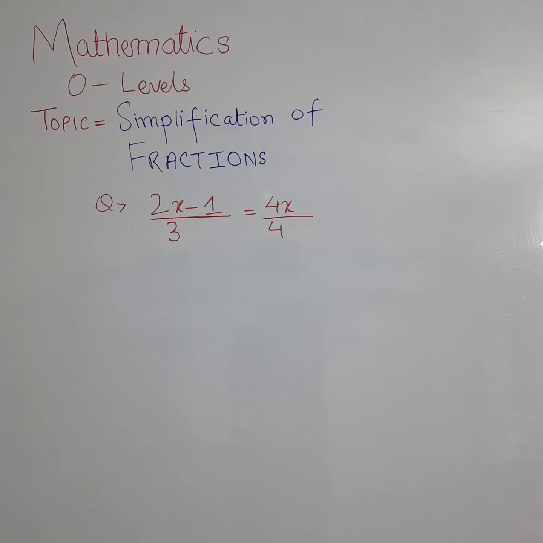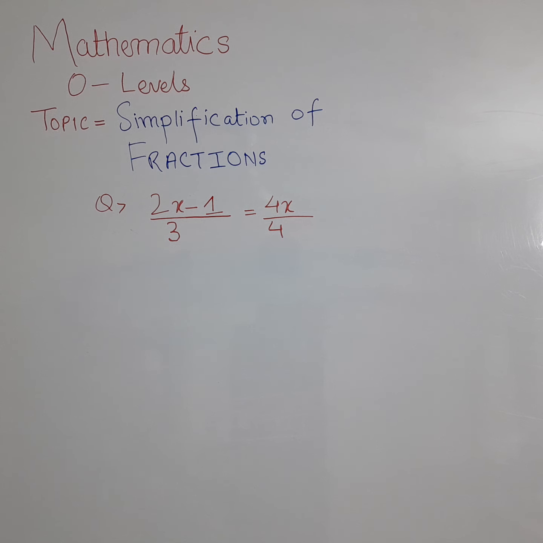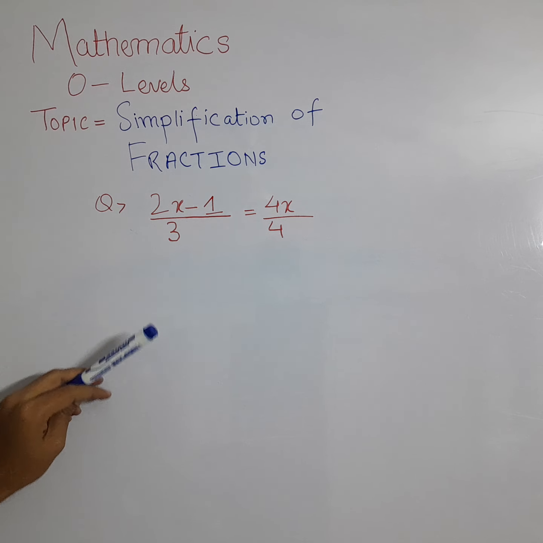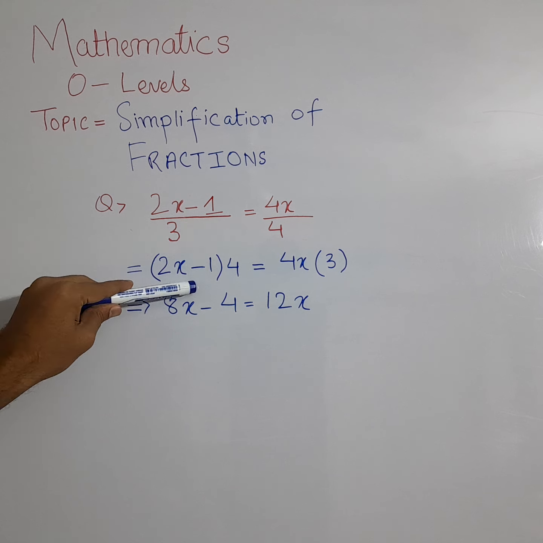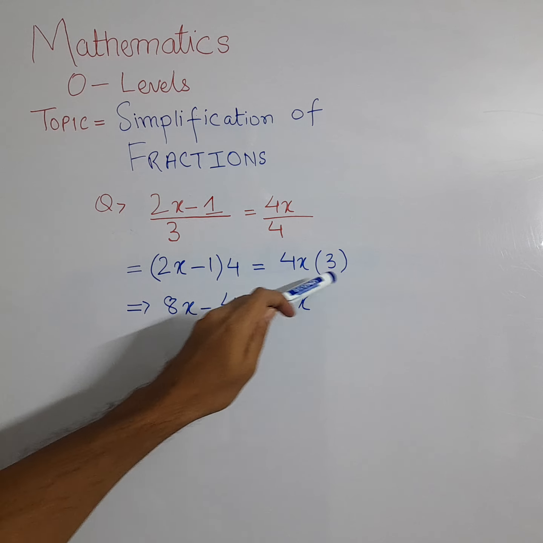Now we have another question, that is (2x minus 1) divided by 3 is equal to 4x divided by 4. In the previous question, we discussed that in the fraction form questions, we do the cross multiplication. So 2x minus 1 will be multiplying with 4, and similarly 4x will be multiplying with 3. Now let's solve this question. 2x minus 1 is multiplying with 4 here, and 4x is multiplying with 3 here.